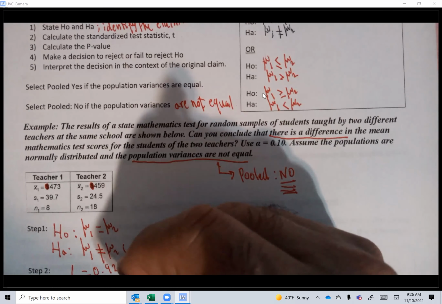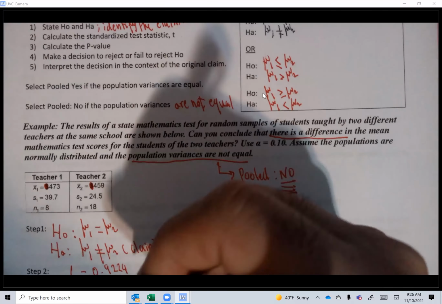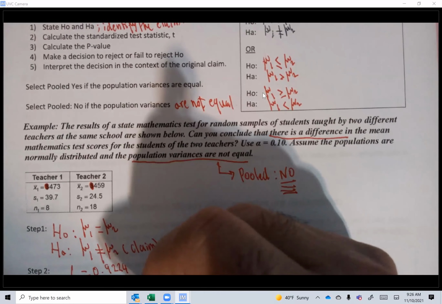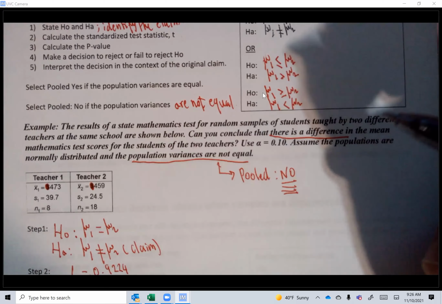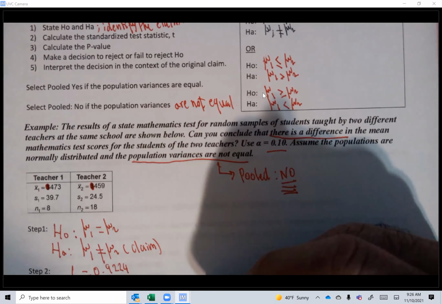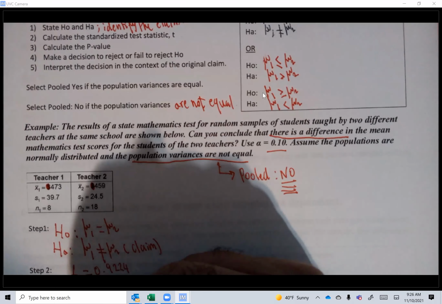0.9224, p-value is 0.3792. And you know, guys, this is bigger than alpha. Alpha is 10%. So we failed to reject H0.